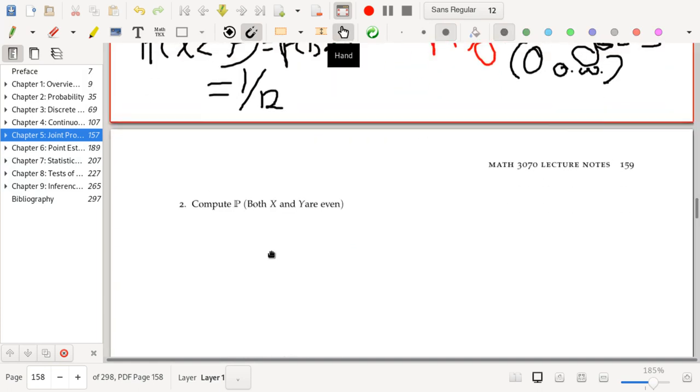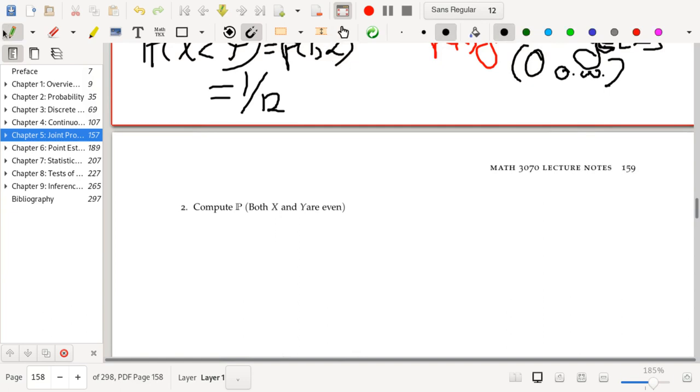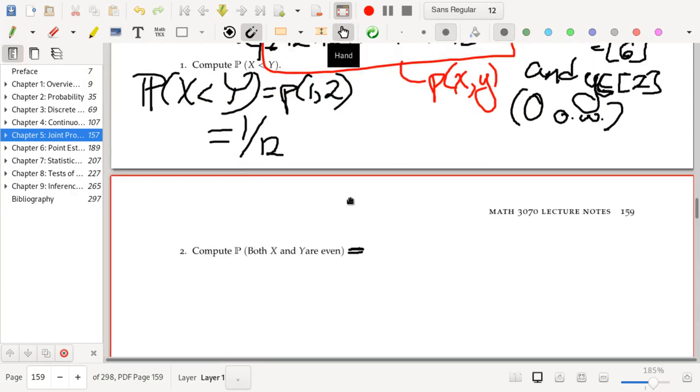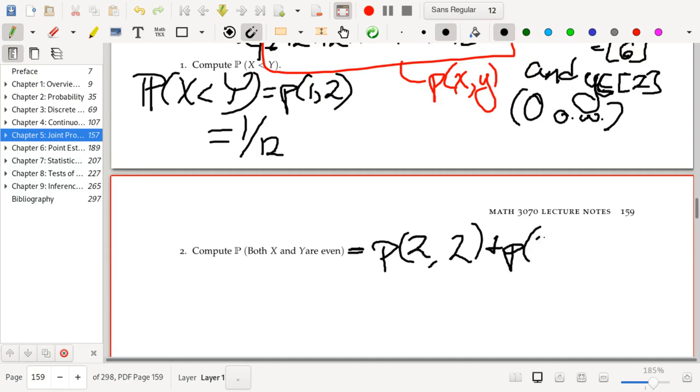All right, let's compute the probability that both x and y are even. So what outcomes correspond to this? Y is going to be 2 the entire time. So we need to think about what possible values x could be with this event happening. They both need to be even, so x is going to be 2, 4, or 6. So we could have p(2, 2) plus p(2, 4).